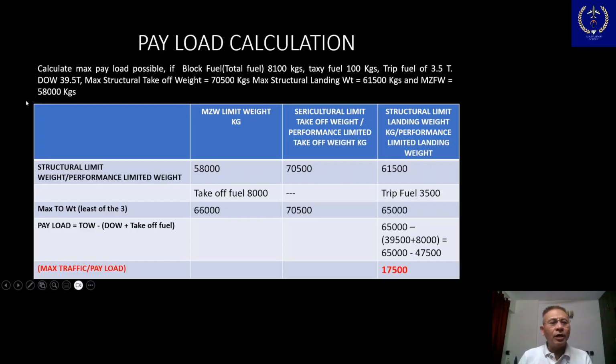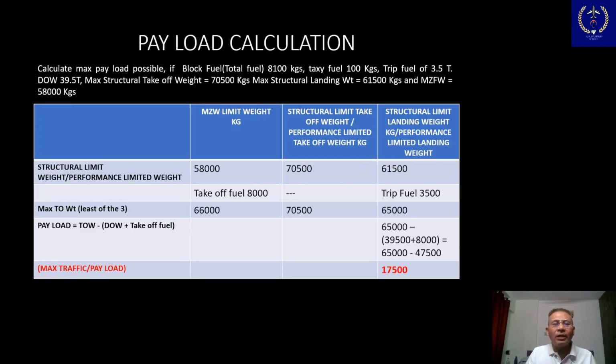The question is, calculate the max payload possible if block fuel or the total fuel is 8,100 kgs, whereas the taxi fuel is 100 kgs, trip fuel is 3.5 tons, DOW is 39.5 tons, max structural takeoff weight is 70.5 tons or 70,500 kgs, max structural landing weight is 61,500 kgs, and the maximum zero fuel weight is 58,000.